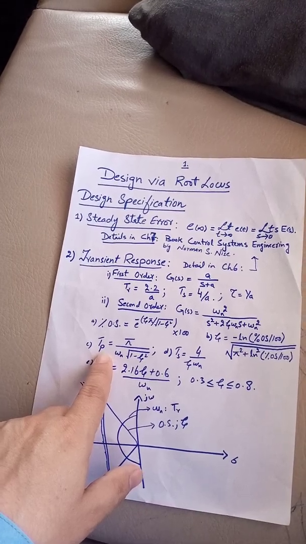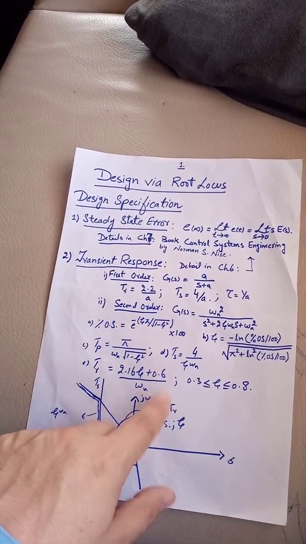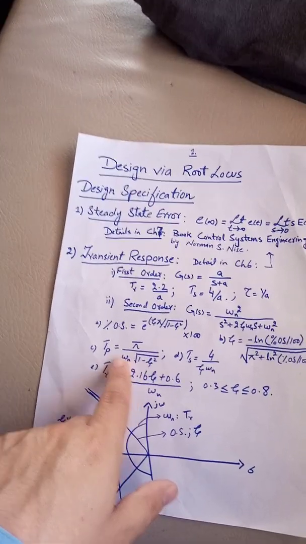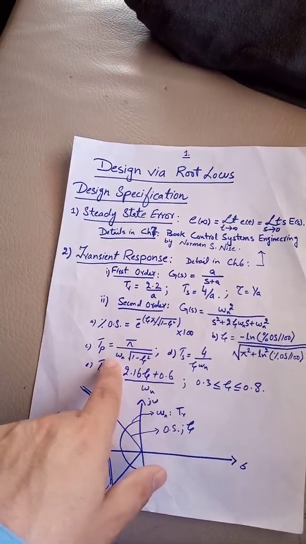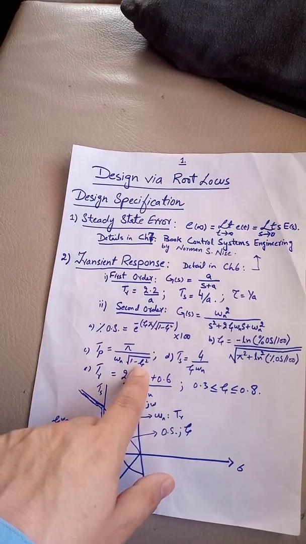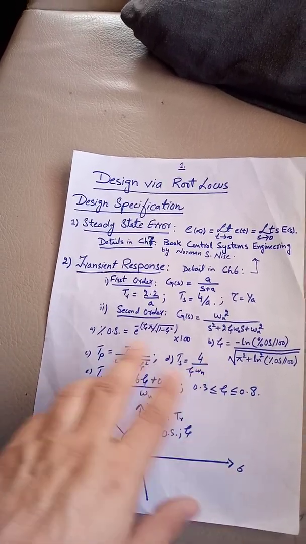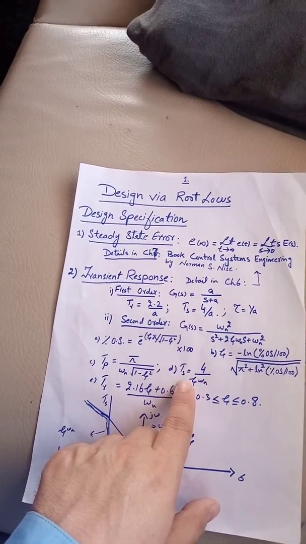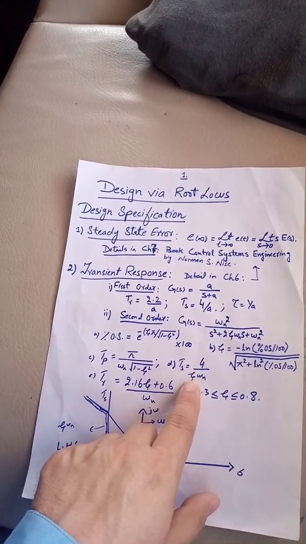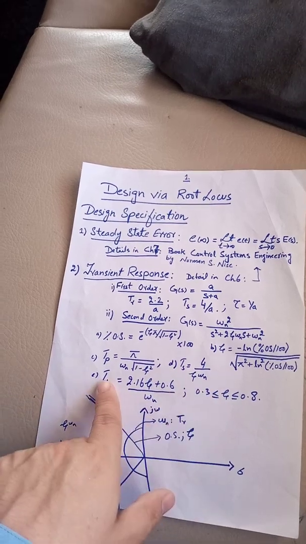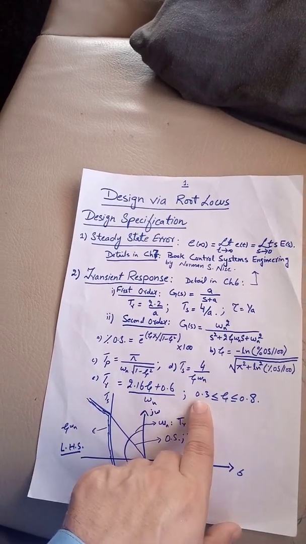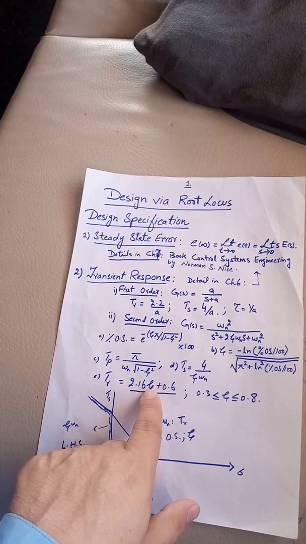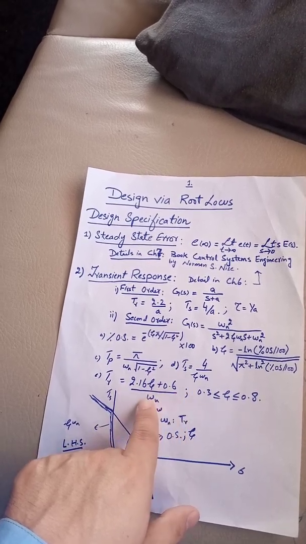The third one is peak time, that is the time of the maximum value of the response. It is calculated as pi divided by omega n times the square root of 1 minus zeta squared. Again, this is for zeta less than or equal to 1. The settling time can be calculated as 4 divided by zeta omega n. Rise time, if your zeta is between 0.3 and 0.8, is calculated as 2.18 zeta plus 0.6 divided by omega n.